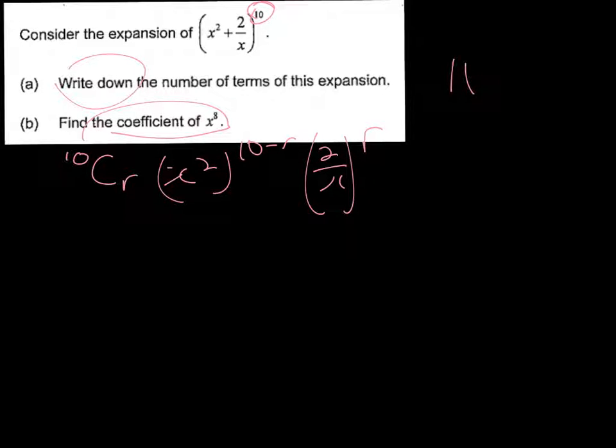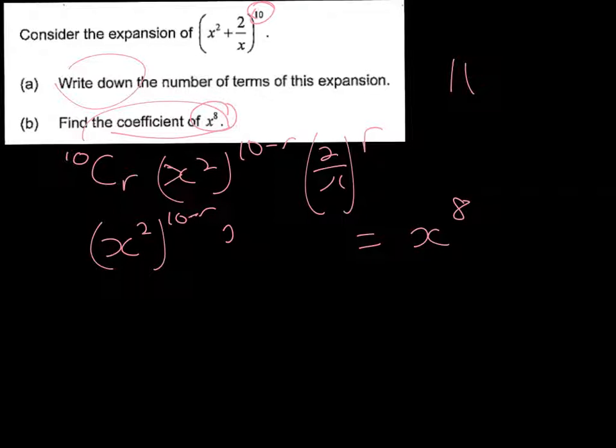Now we are interested here in particular in x to the 8th. So all I'm going to do here is look at the x terms. So I'm going to have here x squared to the power 10 minus r, multiplied by, well, if we're just looking at the x term, this is going to be x to the negative 1, all to the power r. So I'm interested in finding the value of r which gives us x to the 8.